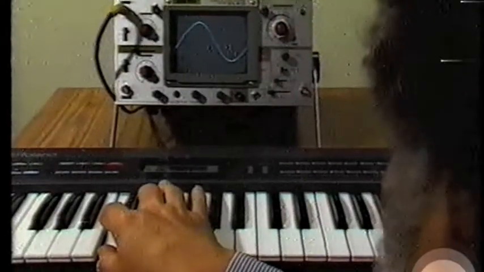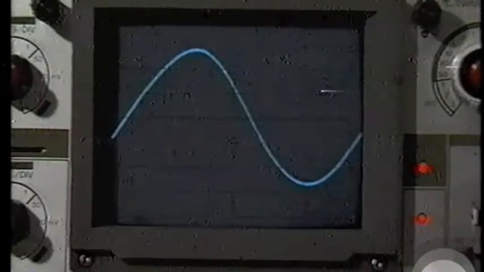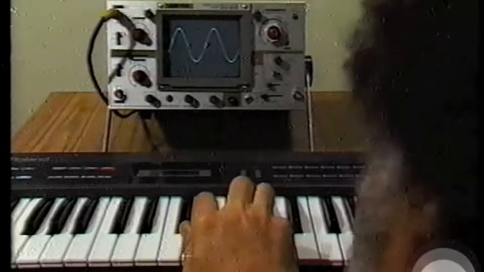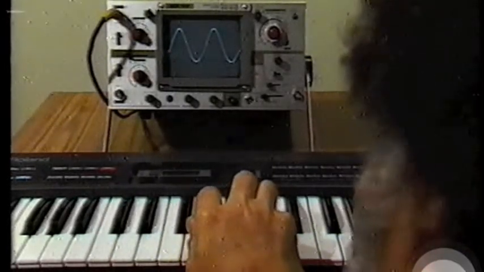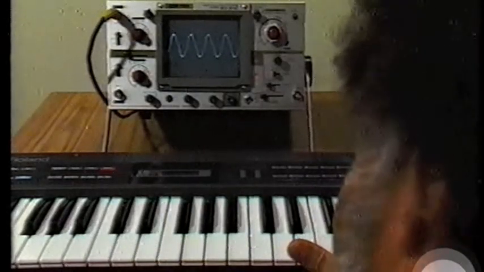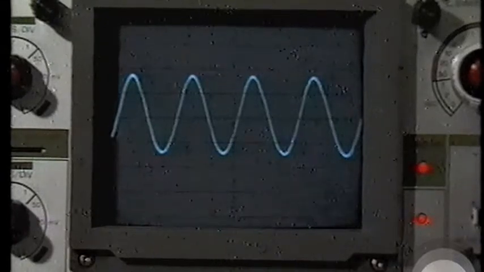Here we have a ground note which is represented by a wave which has one peak. This note here is an octave above that. It has two peaks corresponding to double the frequency. This note here is an octave above that again, and that has four peaks or 4 times the frequency.